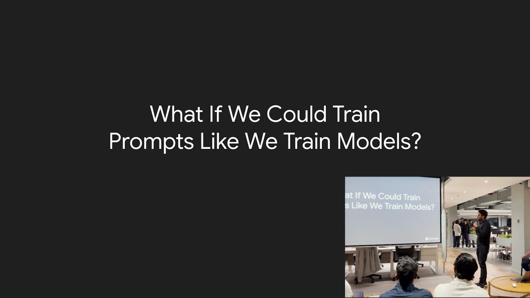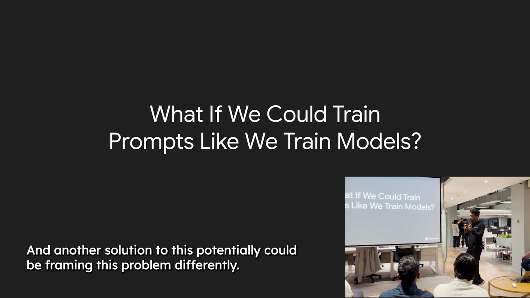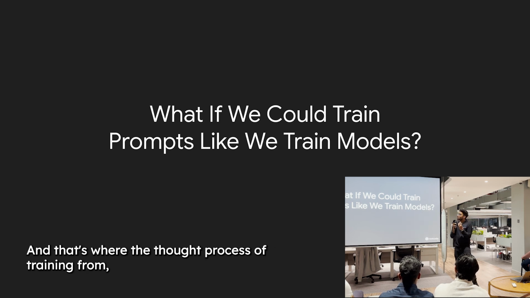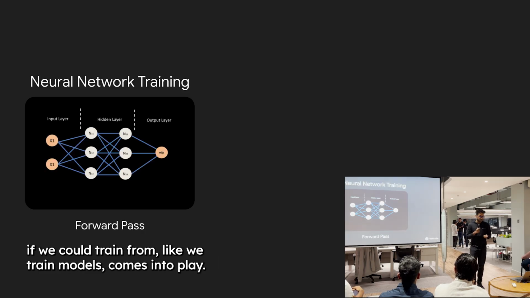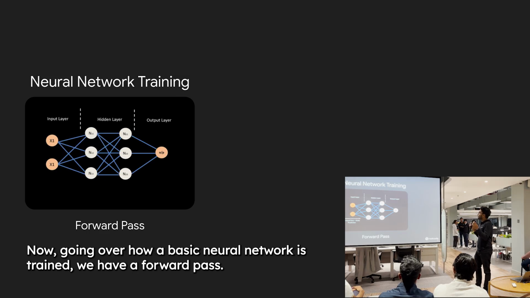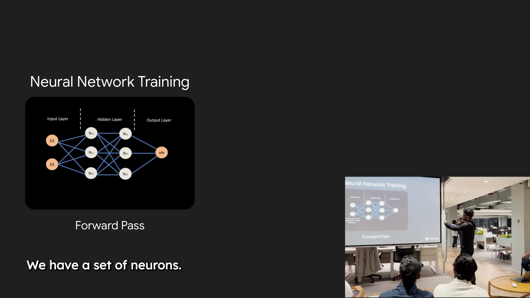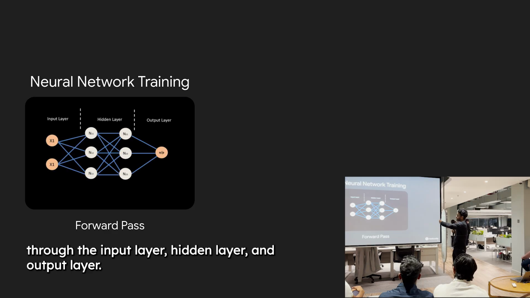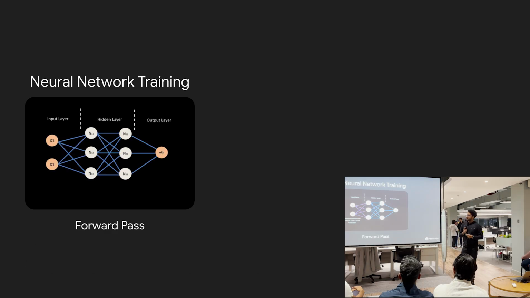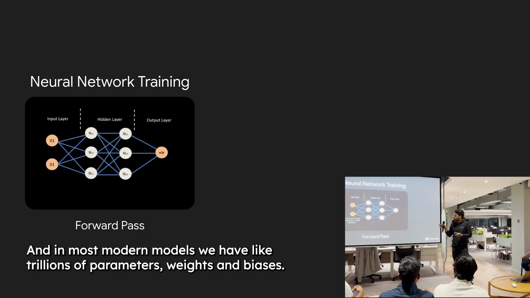And another solution to this potentially could be framing this problem differently. And that's where the thought process of training prompts, if we could train prompts like we train models, comes into play. Now, going over how a basic neural network is trained, we have a forward pass. We have a set of neurons. So in the forward pass process, our inputs go through the input layer, hidden layer, and output layer. Weights are calculated, and initially the model outputs garbage. And in most modern models, we have trillions of parameters, weights and biases.